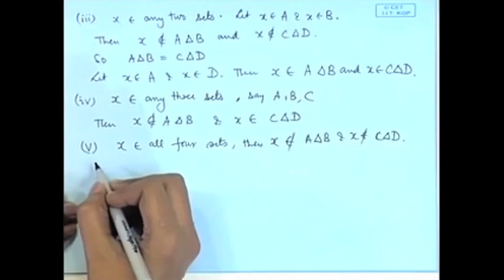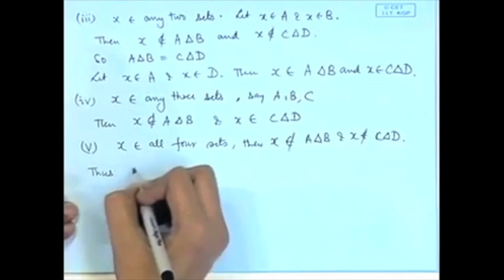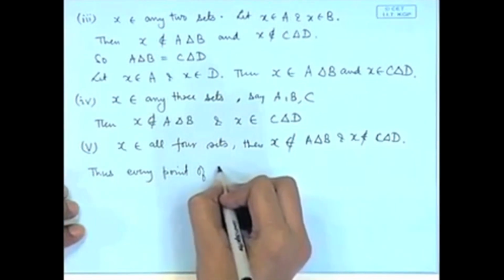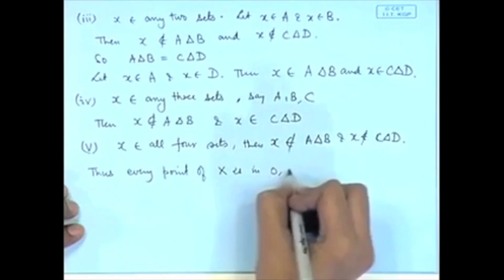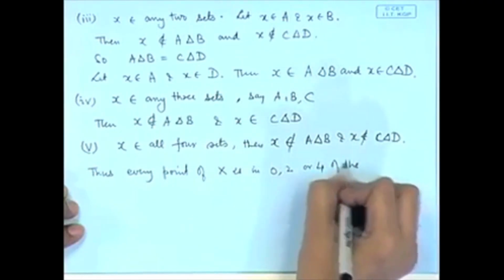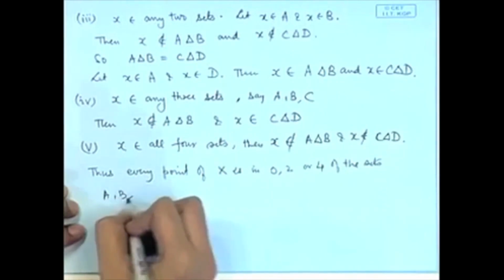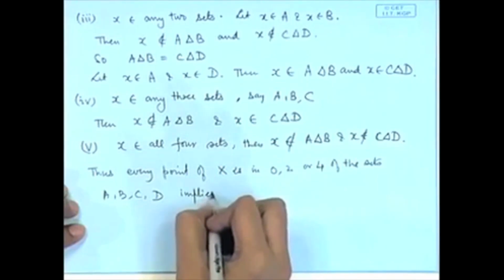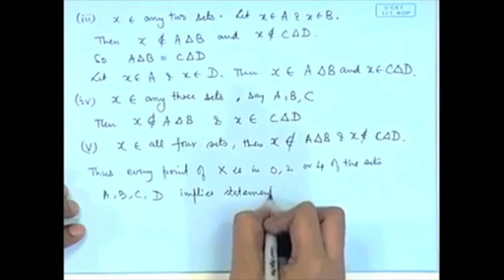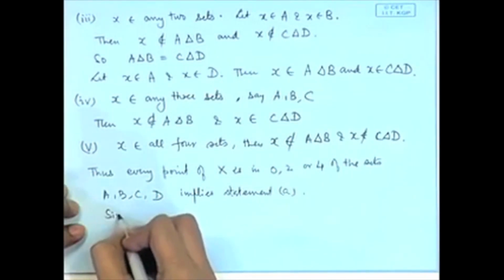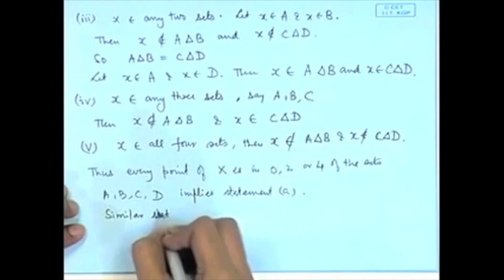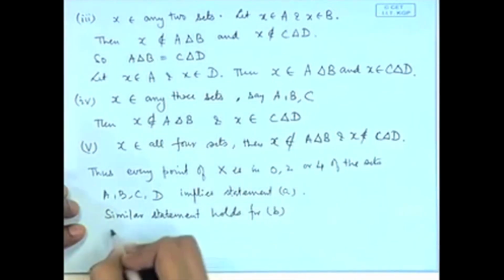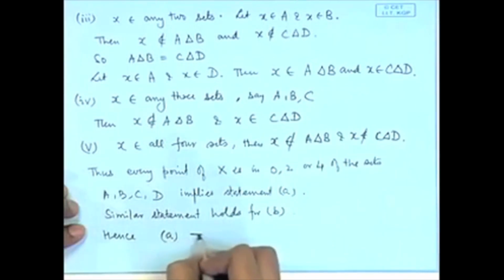Thus, we have proved that every point of x is in 0, 2 or 4 of the sets A, B, C, D implies statement 1. A similar statement holds for B. Hence, A and B must be equivalent.